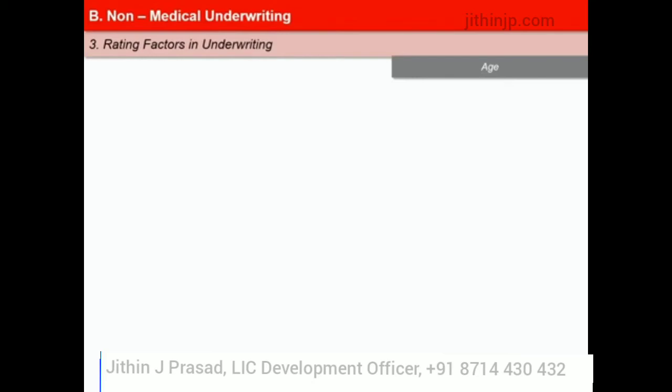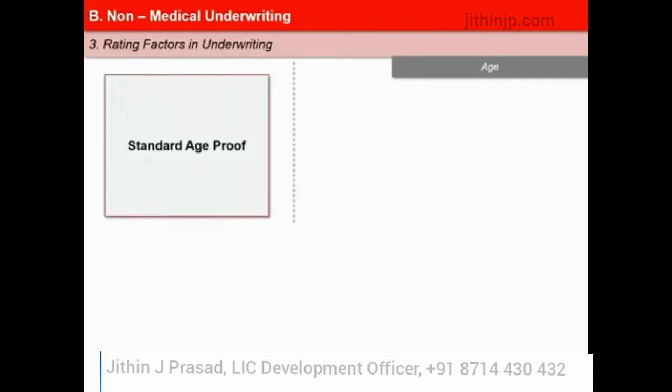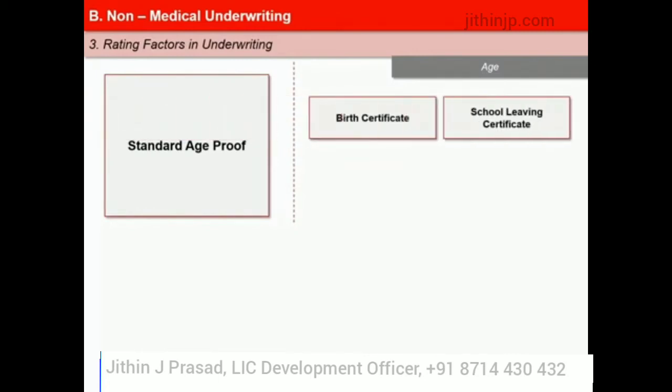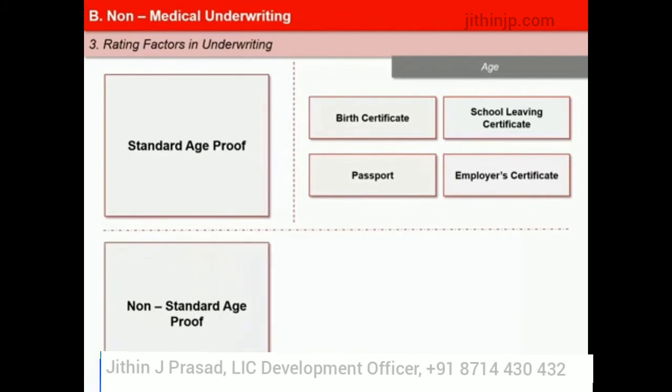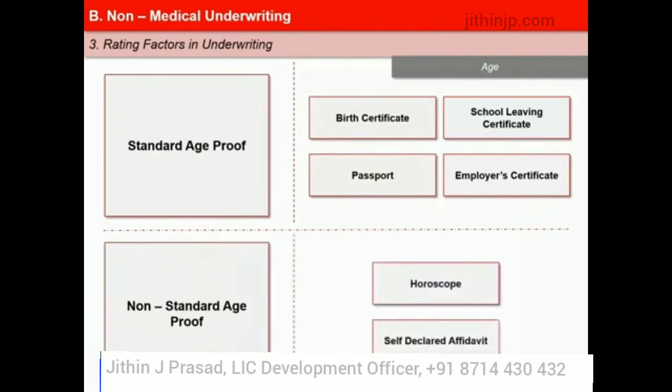There are two types of age proofs, namely standard and non-standard. Standard age proofs are normally issued by a public authority on the following instances: the birth certificate, which is issued by a municipality or other government body; the school leaving certificate; the passport; and the employer's certificate. And where such proofs are not available, the proposer may be asked to bring a non-standard age proof. For example, the horoscope or a self-declaration.